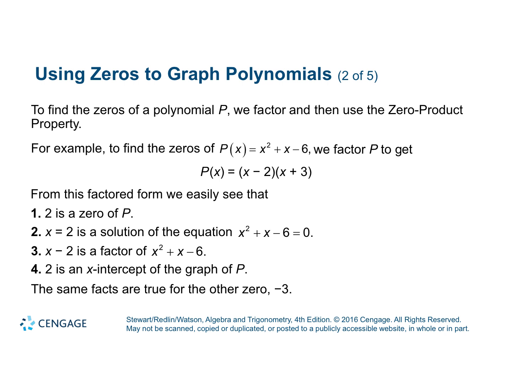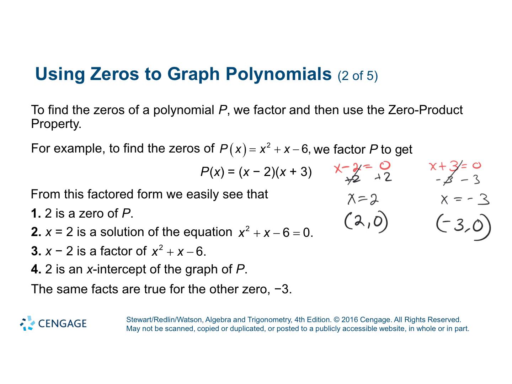So for example, to find the zeros of p of x equals x squared plus x minus 6, we factor p to get p of x equals x minus 2 times x plus 3, which is stuff that you guys have done. How do we find the zeros? We find the zeros the same way we've been doing it. We set each parenthesis equal to 0. And when we do that, we add the 2, and we get x is equal to 2. We subtract the 3, and we get x is equal to negative 3. So these are the zeros of the equation. They're x-intercepts, so they're the points (2, 0) and (negative 3, 0).